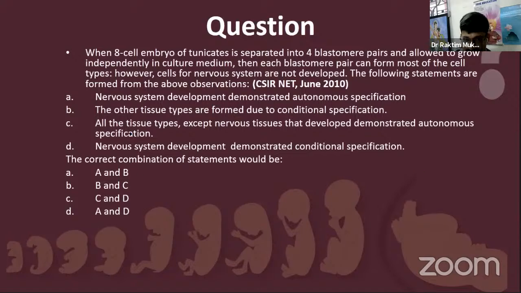The following statements are formed from the above observations, June 2010. First, nervous system development demonstrated autonomous specification. Second, the other tissue types are formed due to conditional specification. Third, all the tissue types except nervous tissue demonstrated autonomous specification. Fourth, nervous system development demonstrated conditional specification. You have to find the correct combination of statements.